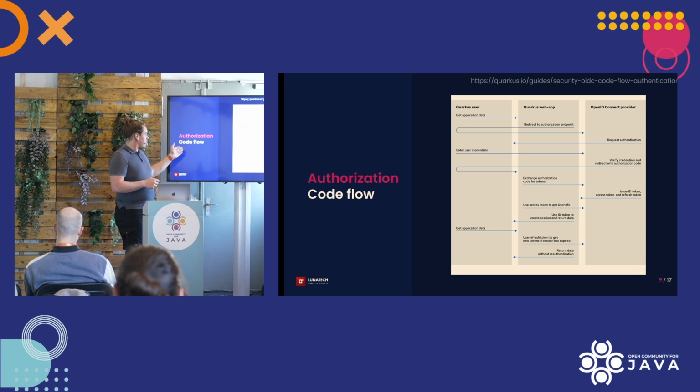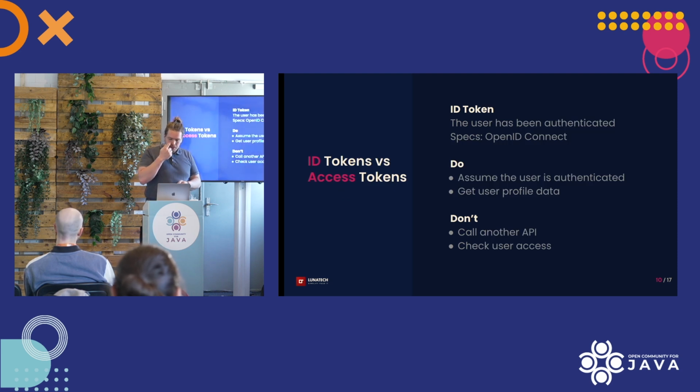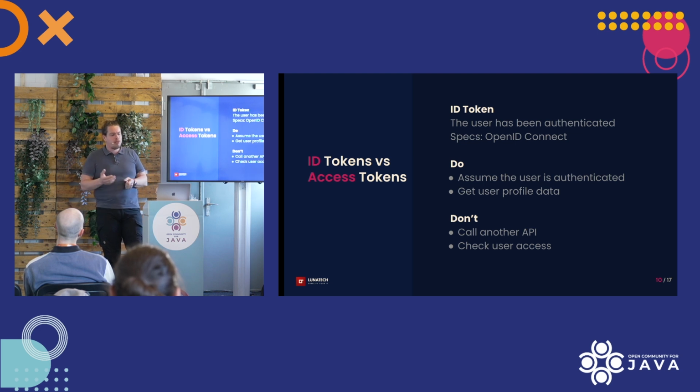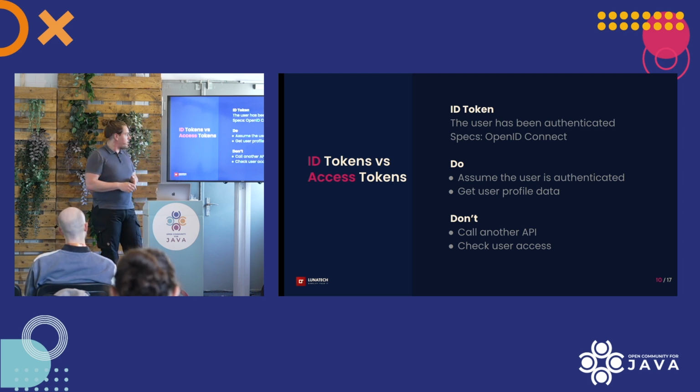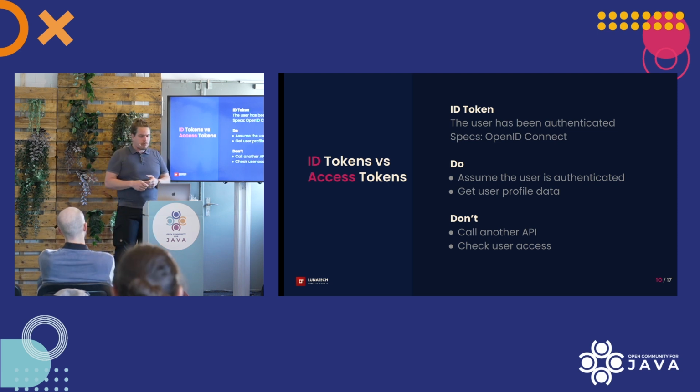And in the end, a session is created, and the session can be refreshed in between as well. So we have two different tokens. We end up with an ID token, and that mainly tells you the user has been authenticated. So you know who that person is, and it might contain some metadata, the email, etc. in that token as well. So what can we do with this token? We can assume the user is authenticated and get some profile data from this token as well.